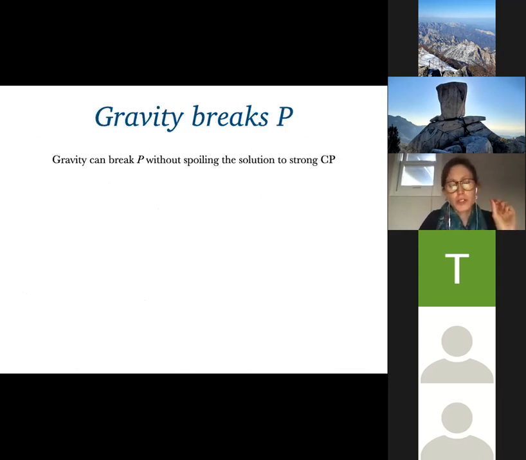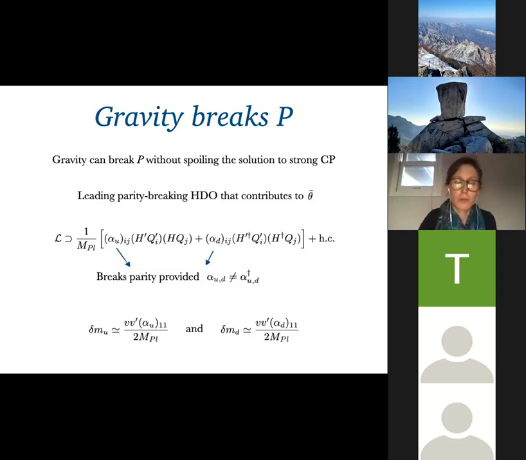Now, one of the motivations to consider solutions to the strong CP problem that are different from the QCD axion was that the U(1) PQ symmetry has to remain a very high quality global symmetry, and that has to be true in any UV completion. By contrast, as I'm going to discuss now, parity can easily be broken without spoiling the solution to the strong CP problem. So, if parity is a global symmetry, the leading higher dimensional operator that breaks parity explicitly and leads to a direct contribution to theta bar looks like this.